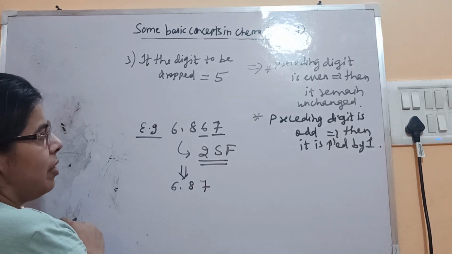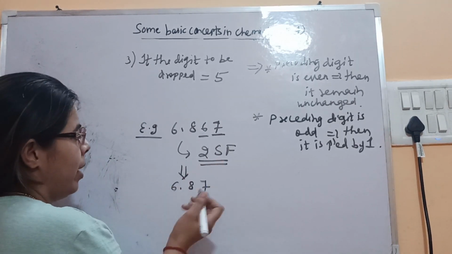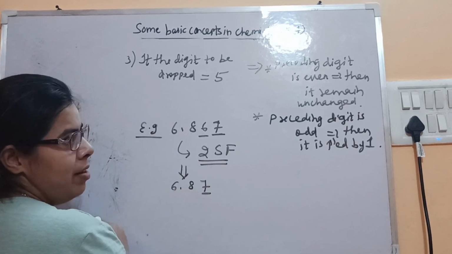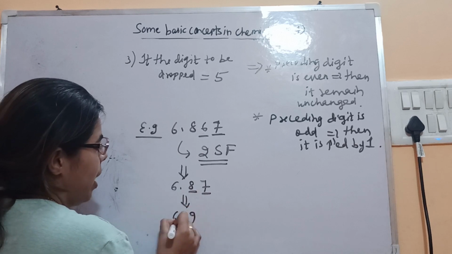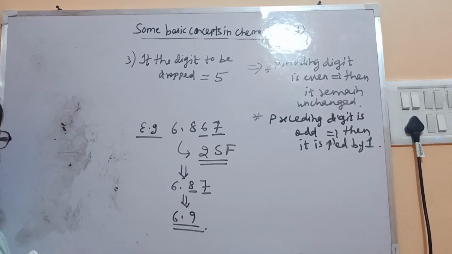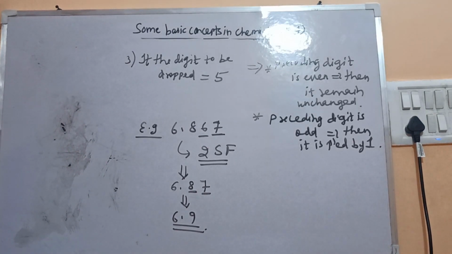Now it has 3 significant figures, so we need the answer up to 2. Again, this digit is greater than 5, so this will be increased by 1. So 6.9 is the answer. So one by one you are supposed to drop the digits so that only the significant figures are left. Let's take one more example.